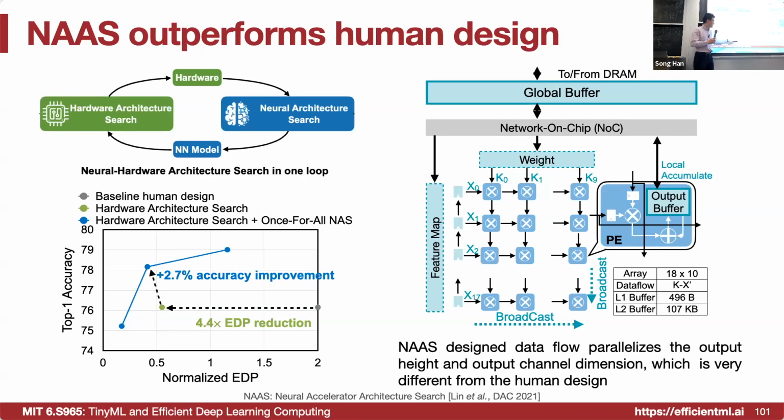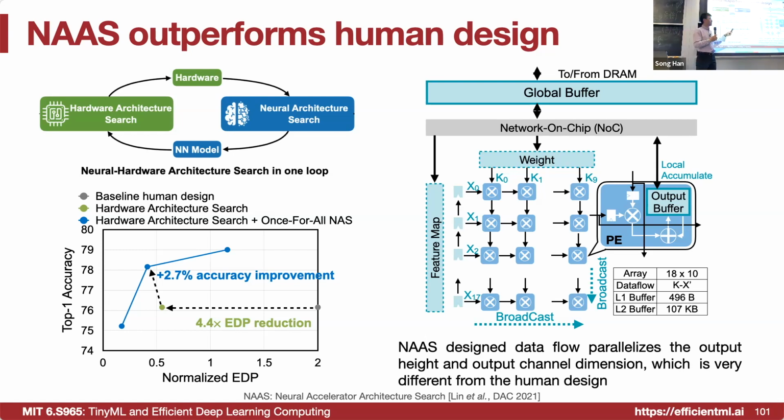So this is the energy delay product versus accuracy trade-off curve, right? We started with the baseline human design, the human design for the neural net and also the accelerator. With hardware architecture search, we can maintain the accuracy and find a better neural network accelerator architecture that gives about 4x energy delay product reduction. And by combining hardware architecture search and neural architecture search, we can further increase the accuracy by 2.7%.